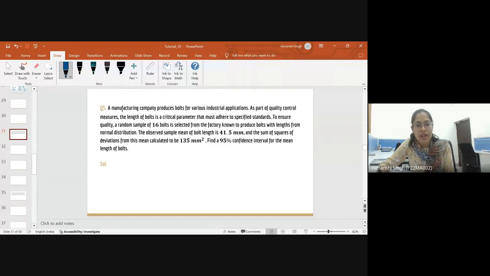Okay, so a manufacturing company produces bolts for various industrial applications. As part of quality control measures, the length of bolts is a critical parameter that must adhere to a specified standard. To ensure quality, a random sample of 16 bolts is selected. So n we have as 16. So 16 bolts are selected from a factory known to produce bolts with lengths from a normal distribution. So now the lengths of the bolts are coming from the normal distribution.